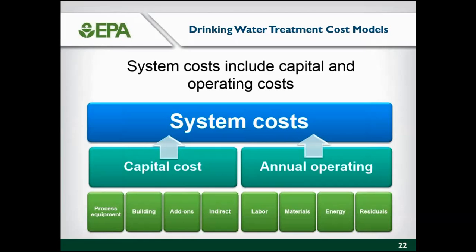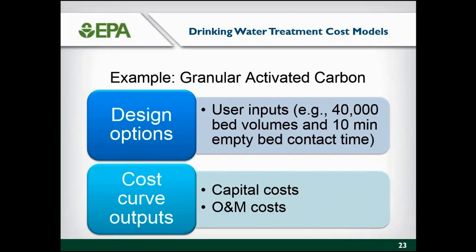So things like process equipment, building, add-ons, and indirect costs all feed into the capital costs. Things such as labor, materials, energy, and residuals feed into the operating costs, and then those total up into the system costs. So it's very much a bottom-up approach for costing. An example is a GAC system. I think I showed a schematic of that in a prior slide.